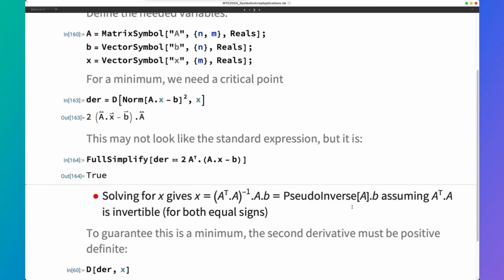And for this to be equal to the pseudo inverse, that has to be full rank. So we've made a couple of assumptions here. Well, how do we know we can do that?